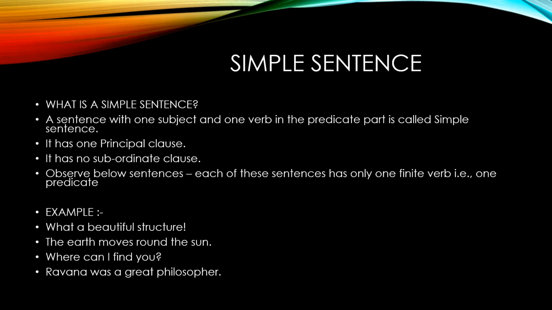A sentence with one subject and one verb in the predicate part is called a simple sentence. It has only one principal clause. It has no subordinate clause. If you look into the examples, it has only one finite verb and one predicate. What a beautiful structure. The earth moves around the sun. Here the verb is moves around the sun. Where can I find you? All these are called the principal clause.